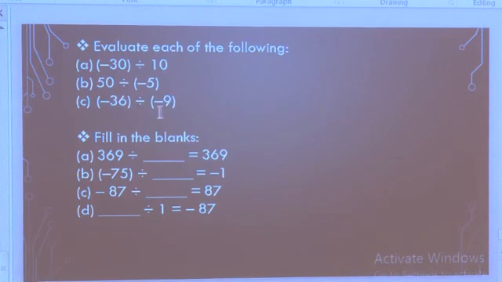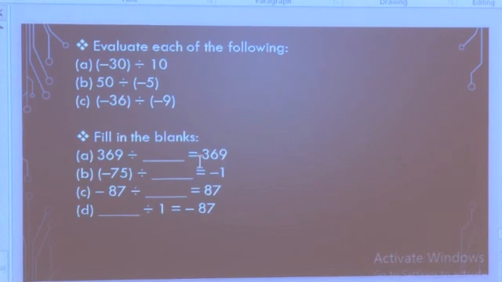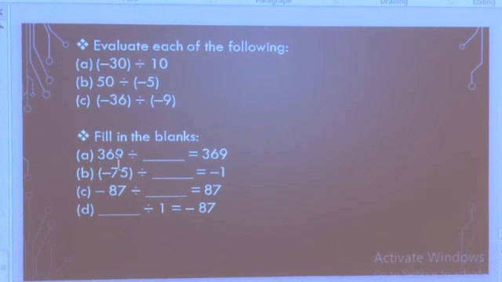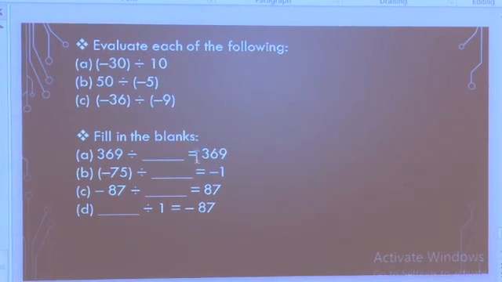Similarly, I have done some examples where a blank is given, so you have to know how to fill the blanks. Here, 369 divided by blank is equal to 369. What will we write here to get 369? Yes, we will write 1, because when you divide by 1, whatever the integer or whole number is, we get the same answer.